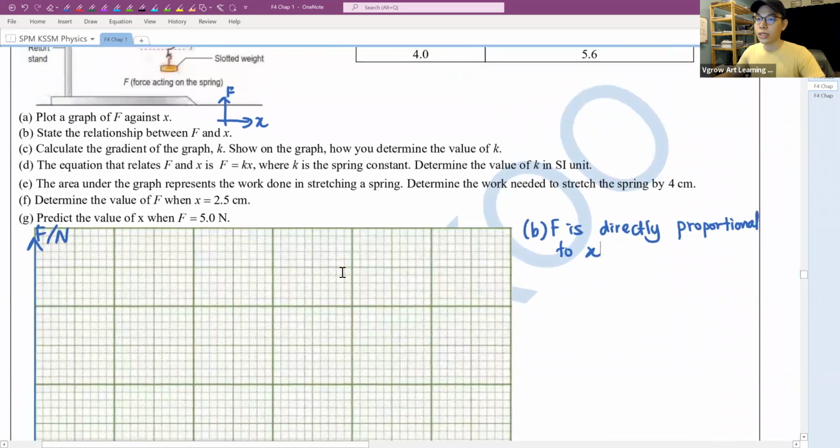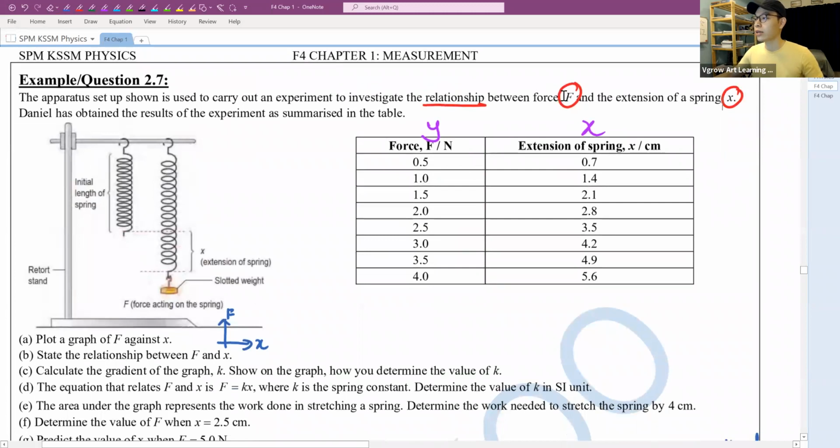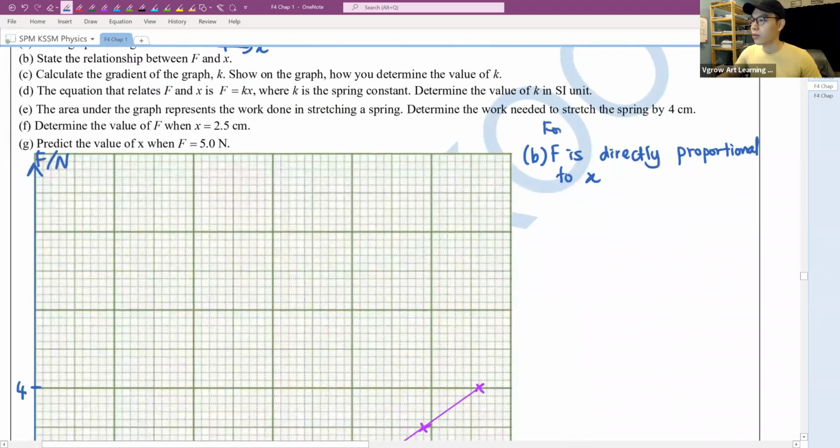In the exam, can you use all this F and x symbol? If the question itself uses F and also x, then okay, can. Usually the question will use some symbols. But if the question didn't give you F, then you might write force. Force is directly proportional to extension of spring. So even in SPM, they use F and x, you just follow only. That is the relationship already.